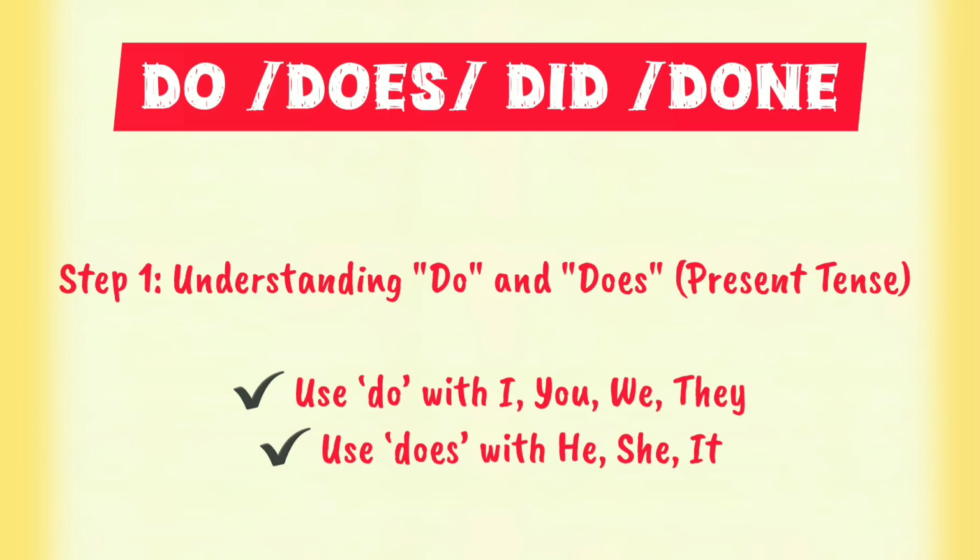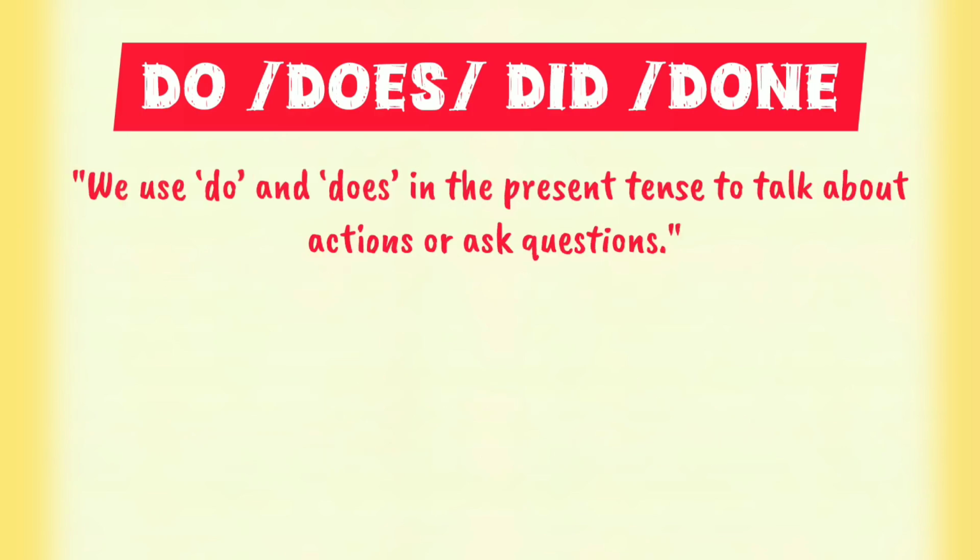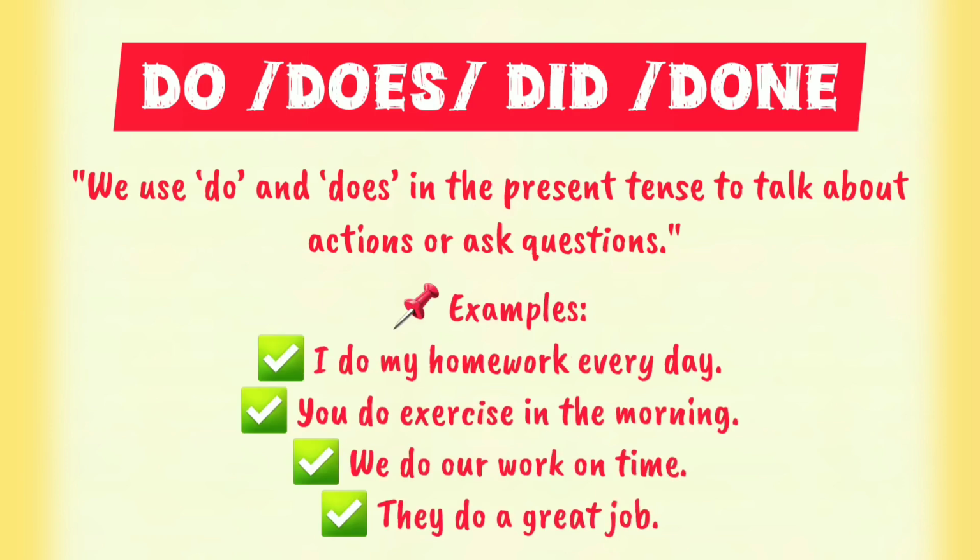Use do with I, you, we, they. Use does with he, she. We use do and does in the present tense to talk about actions or ask questions. Examples: I do my homework every day. You do exercise in the morning. We do our work on time. They do a great job.